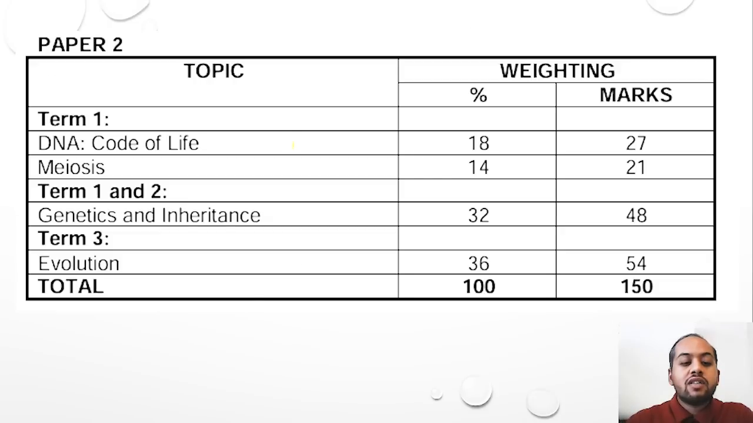That brings us to the end of this video where we revise the topic on evolution using section B questions from previous exam papers. Please ensure that when you are studying for paper 2, you are studying the following topics: DNA, the code of life, meiosis, genetics and inheritance, as well as evolution.